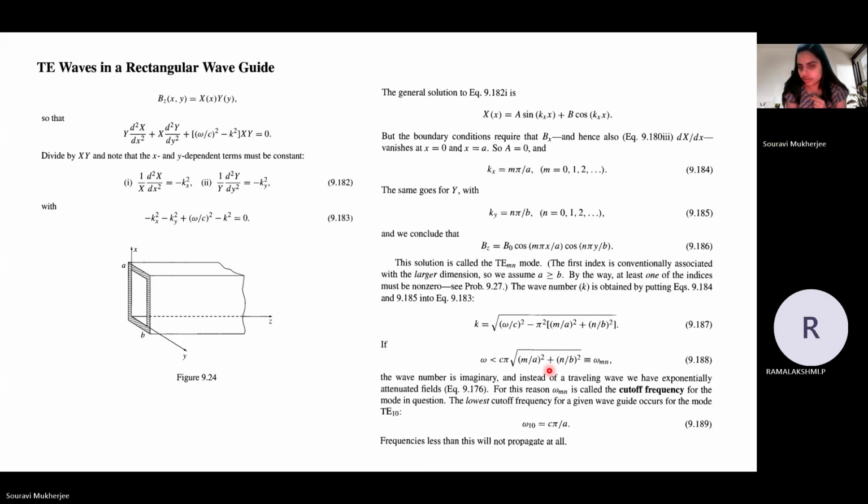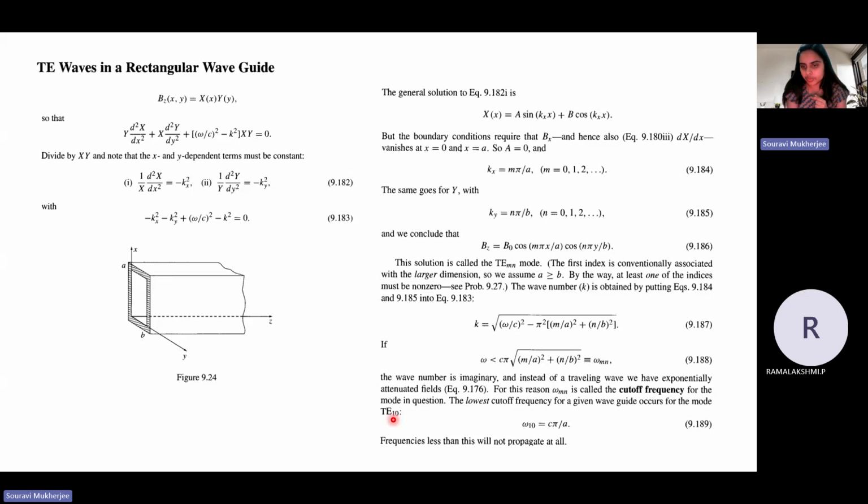So one of them has to be non-zero. Now, which one will you put non-zero, with the smallest non-zero value, like the integer 1? So something has to be 1, something has to be 0, right? Between m and n. Now, based on the dimensions, if A is larger than B, if you put m as 1, you would get a smaller value, right? So that tells us the lowest cutoff frequency that is possible for a waveguide, okay? For the case of a TE wave, TE10 is the lowest cutoff possible.